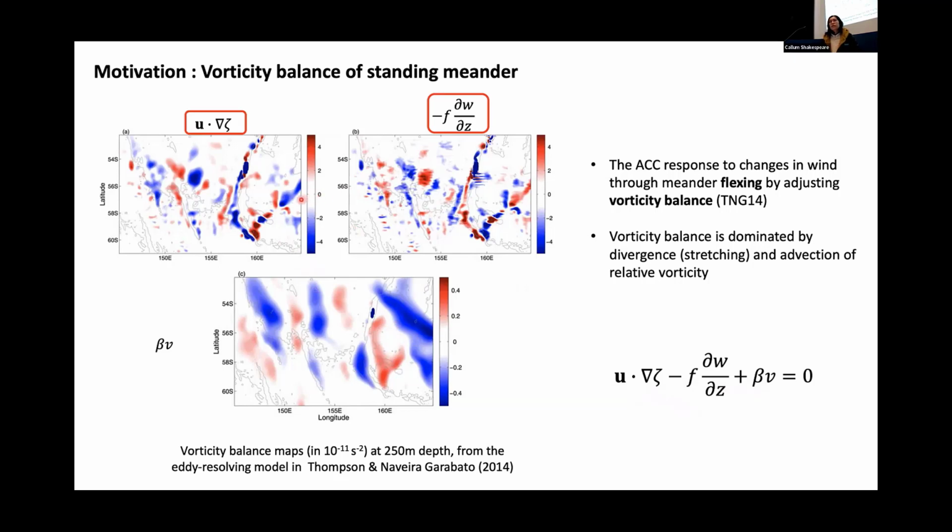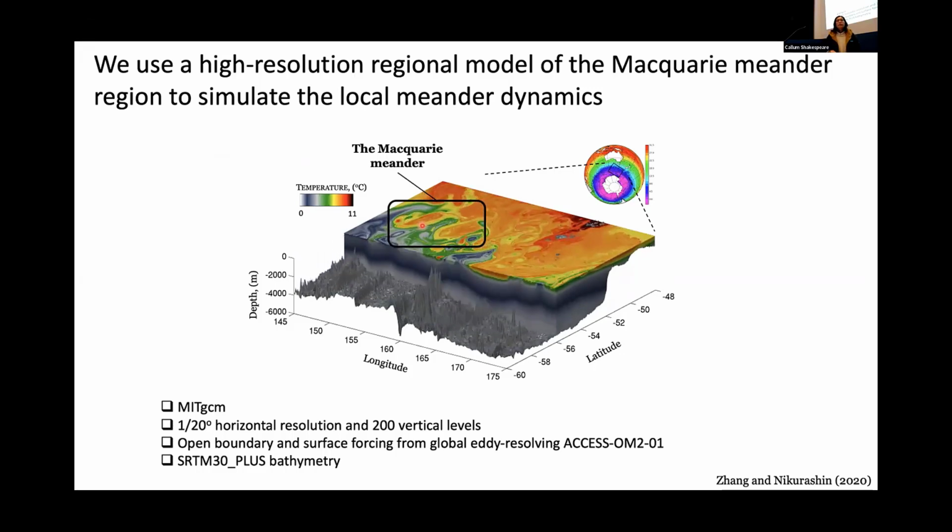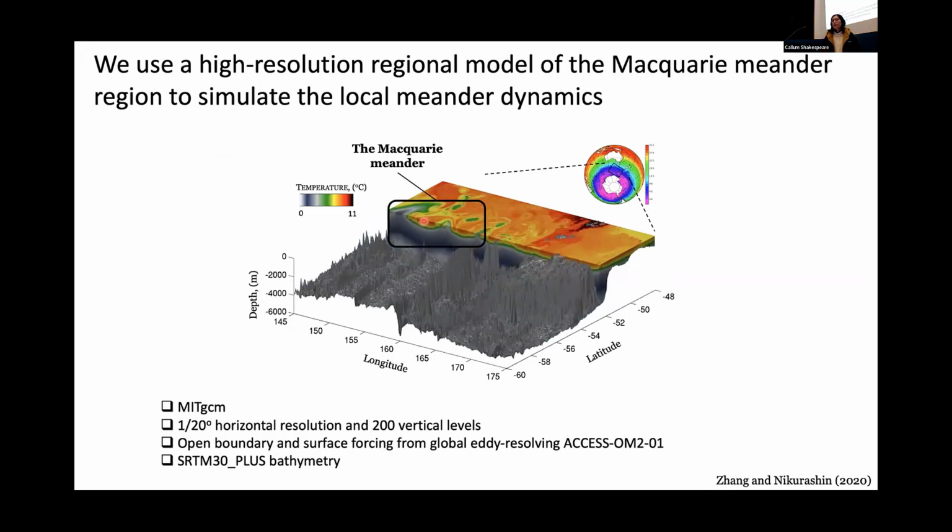Interestingly, although the formation of the standing meander is related to the generation of Rossby waves, the vorticity balance is inertial, dominated by advection of relative vorticity. But it wasn't explained why the vorticity balance behaved like this. In our study, we use a regional model simulating the Macquarie meander region, the red box we saw earlier. We would like to diagnose the vorticity balance of this standing meander and at the same time understand more about the underlying mechanism of the vorticity balance for this meander.